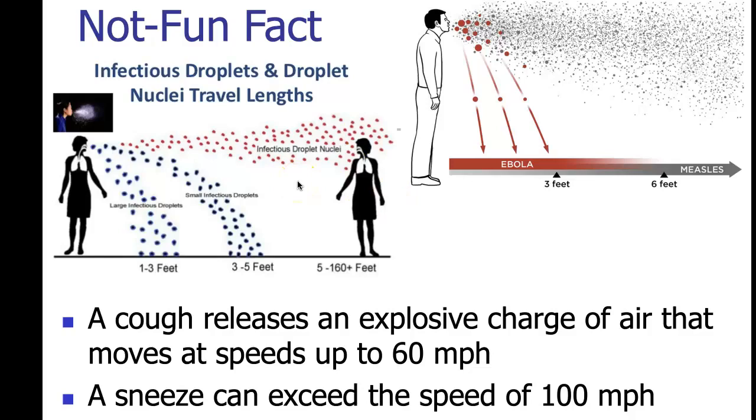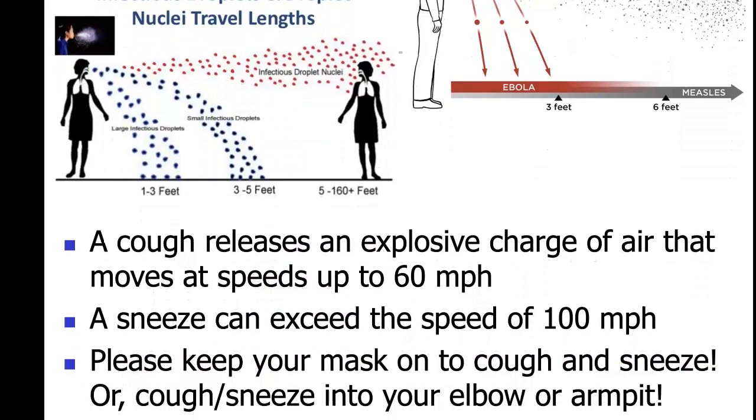And now for some not fun facts. So this has become even more not fun as we started thinking about COVID over the last few years. A cough releases an explosive charge of air that moves at speeds up to 60 miles per hour. A sneeze can exceed the speed of 100 miles per hour. So whenever you sneeze or cough, please keep your mask on, or cough or sneeze into your elbow or armpit.